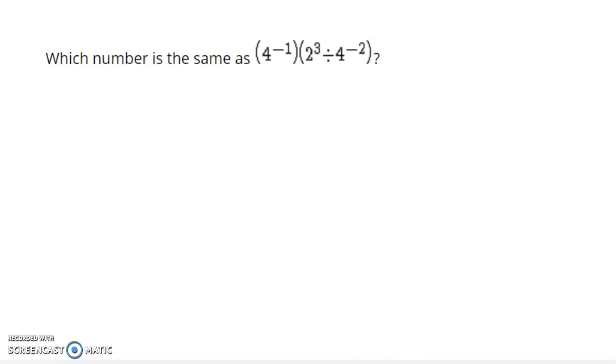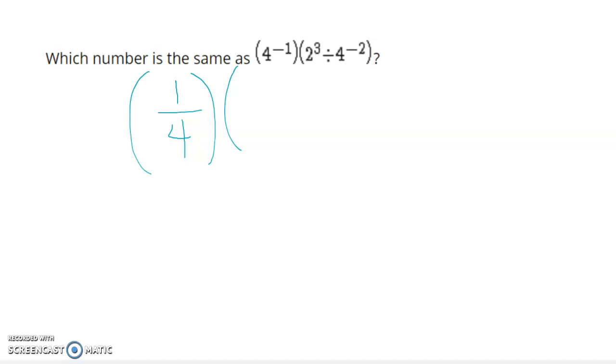All right, let's move on to the second question. Which number is the same as 4 to the negative first power times 2 cubed divided by 4 to the negative second power? Here we have a lot of different information. So let's look at this because not every one of our numbers shares the same base. So let's start with 4 to the negative first power. When you have a negative exponent or a negative 1, we can rewrite this number as a fraction with a positive exponent. So that could be written as 1 over 4, okay?